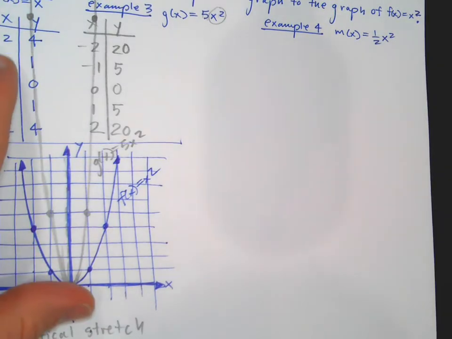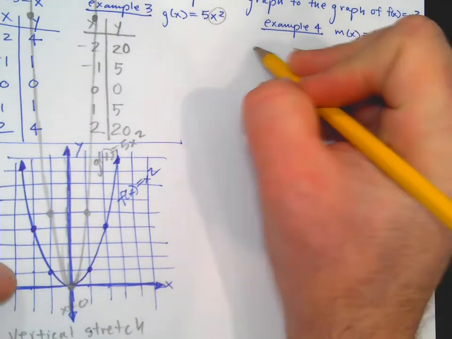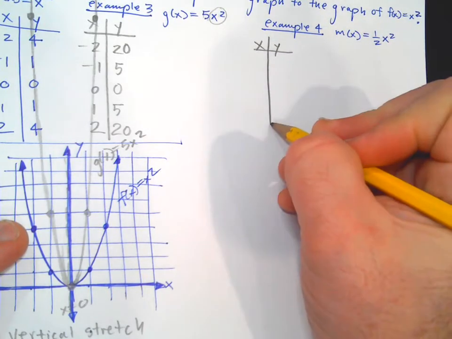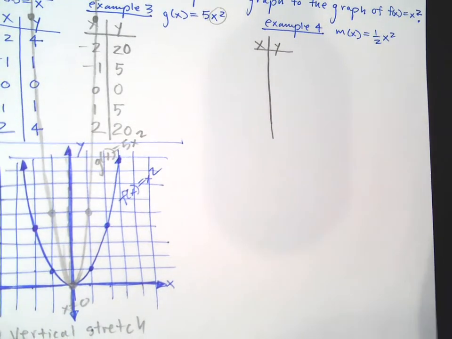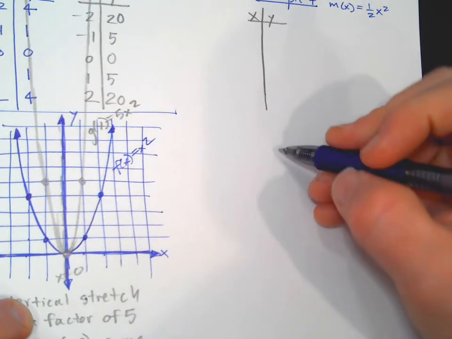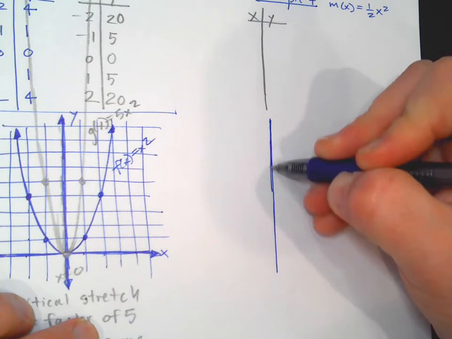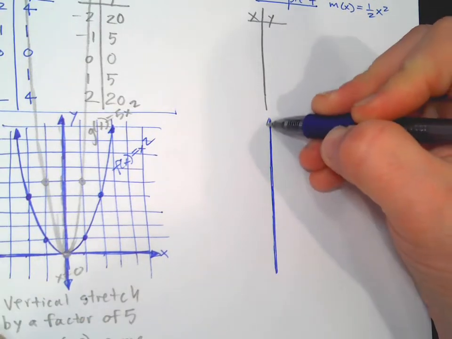Now, we're going to use the same parent function to start it off with, but then we're going to make a new function table for mx. I'll get to that in a second. Let's go ahead and draw the graph first. The parent function graph. So I'm going to do these on separate graphs.